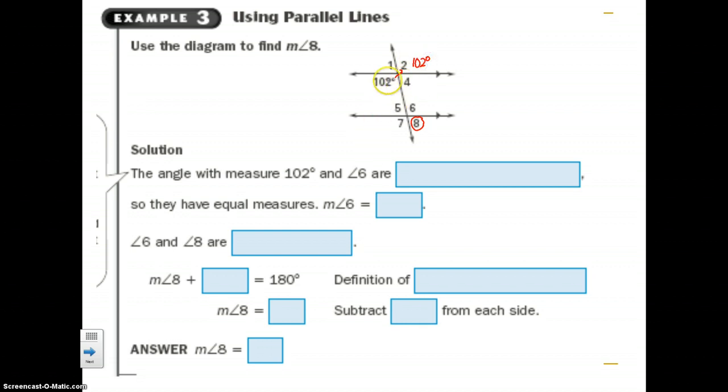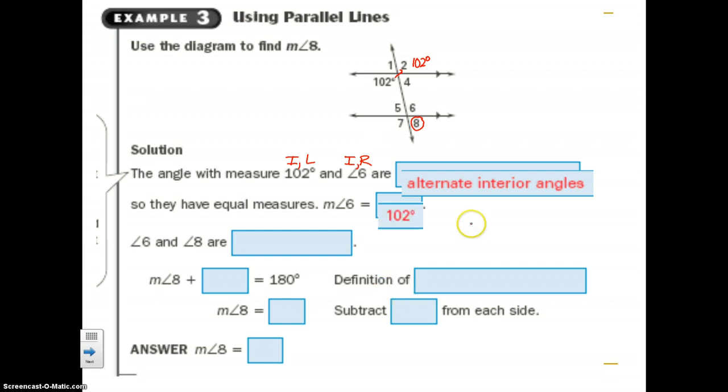What they start with is the fact that 102 degrees is inside, and it's on the left side. So 6 is inside, but it's on the right side. So it is alternate interior. That means the measure of angle 6 is the same, 102. Again, there's always different ways of thinking about this. Now that I would have known angle 2, I would have seen that angle 2 and angle 6 are corresponding. See how they're on the top right of the 2 parallel lines?